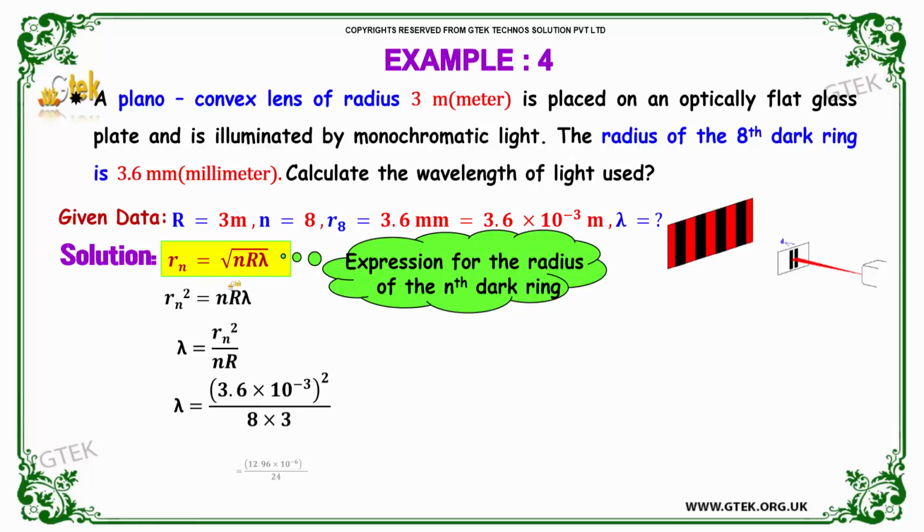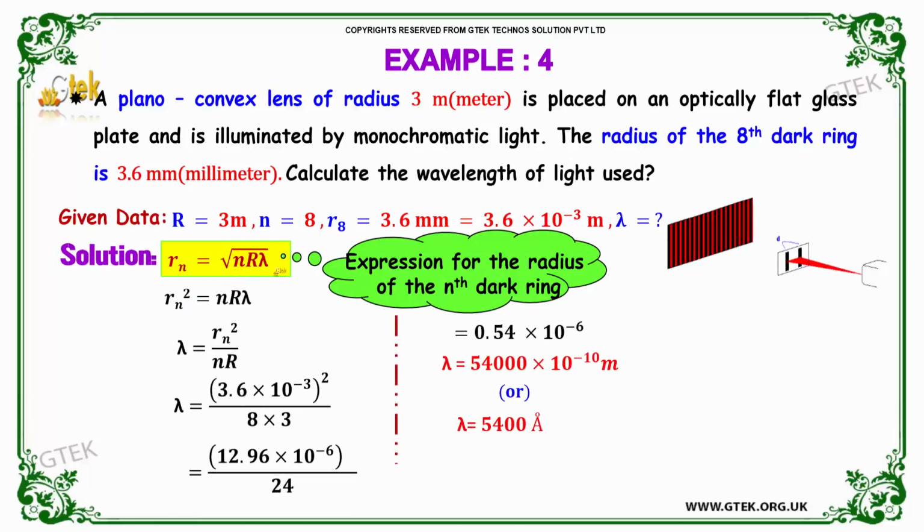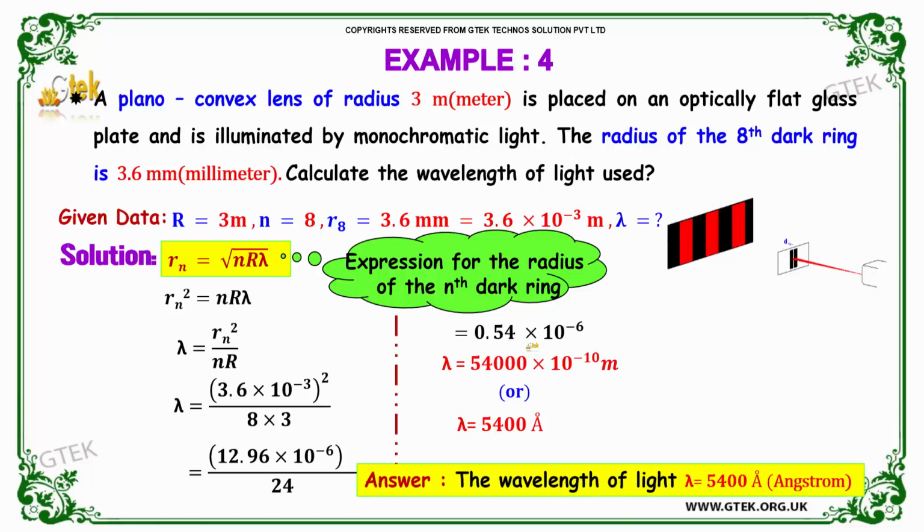The solution is Rn is equal to root of n into R into lambda. So Rn square is equal to n R lambda. Lambda is equal to Rn square divided by n into R. So it's nothing but (3.6 into 10 power minus 3) whole square divided by 8 into 3. So the answer is 12.96 into 10 power minus 6 divided by 24. The value is 0.54 into 10 power minus 6. So lambda is equal to 54,000 into 10 power minus 10 meter. That's lambda is equal to 5,400 angstrom. So the wavelength of the light is 5,400 angstrom.